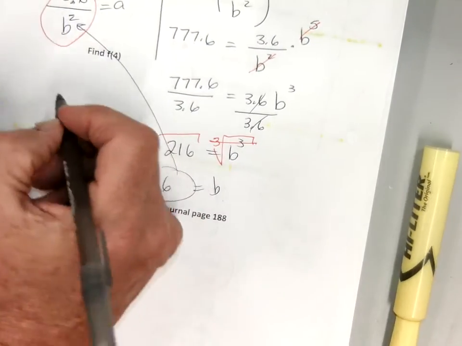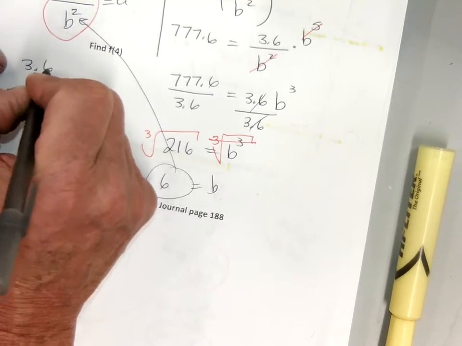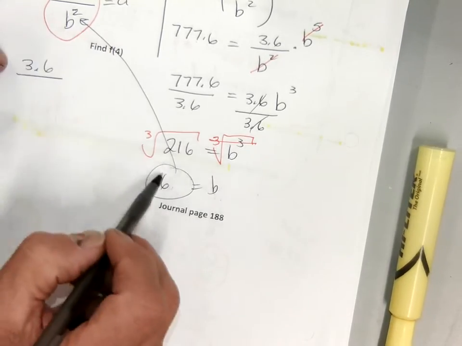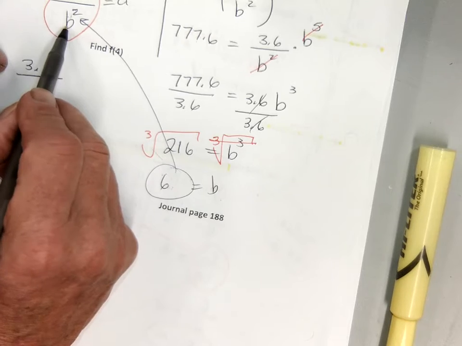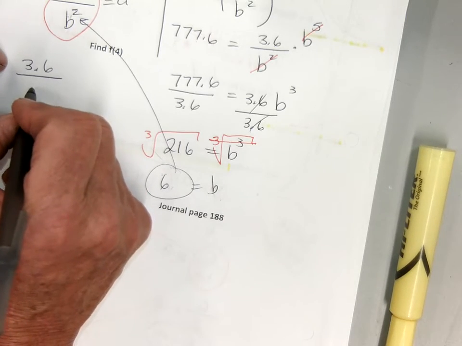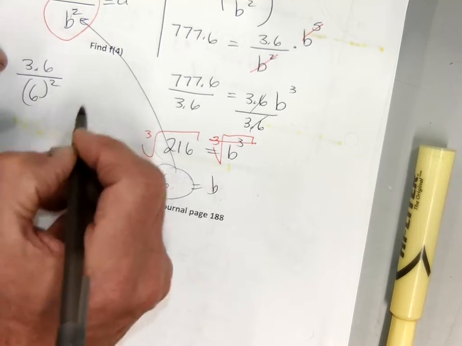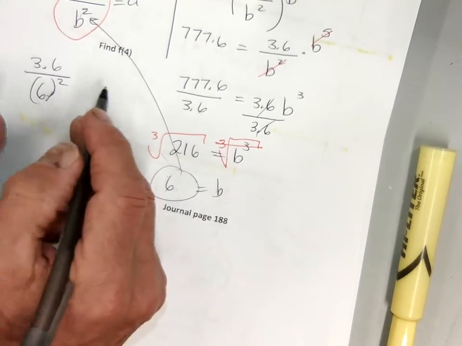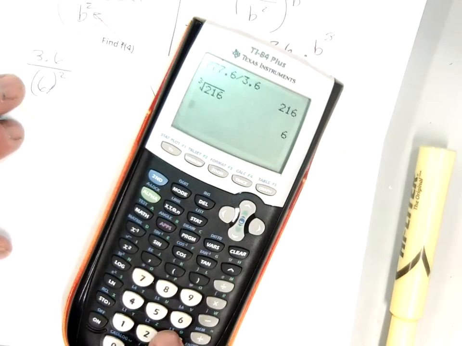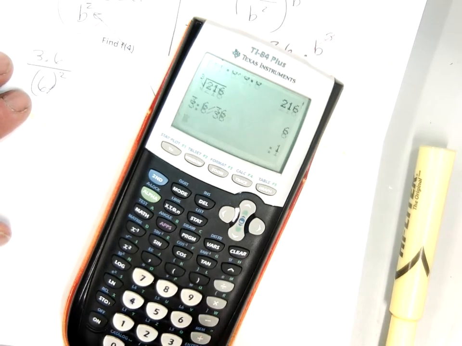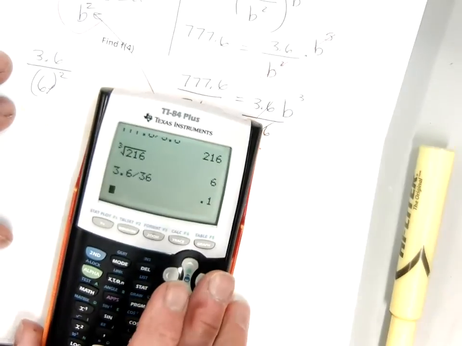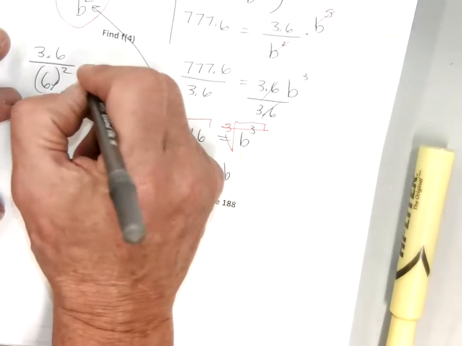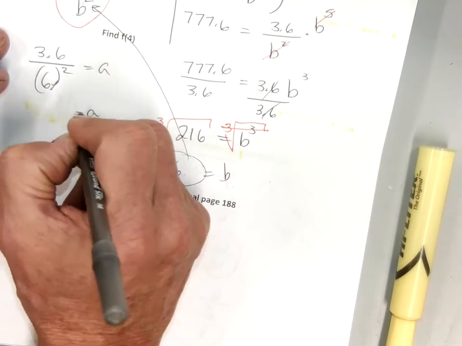So I'm going to go 3.6. Now put 6 in for b. Replace. Don't write b, write 6 squared. So replace b with 6. Let's see what that is. 3.6 divided by 6 squared. I got 0.1 on my decimal. So a is equal to 0.1.